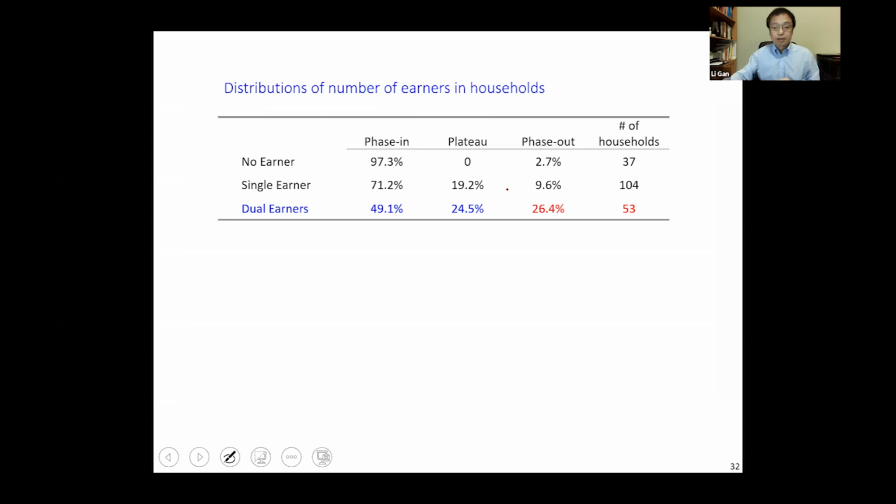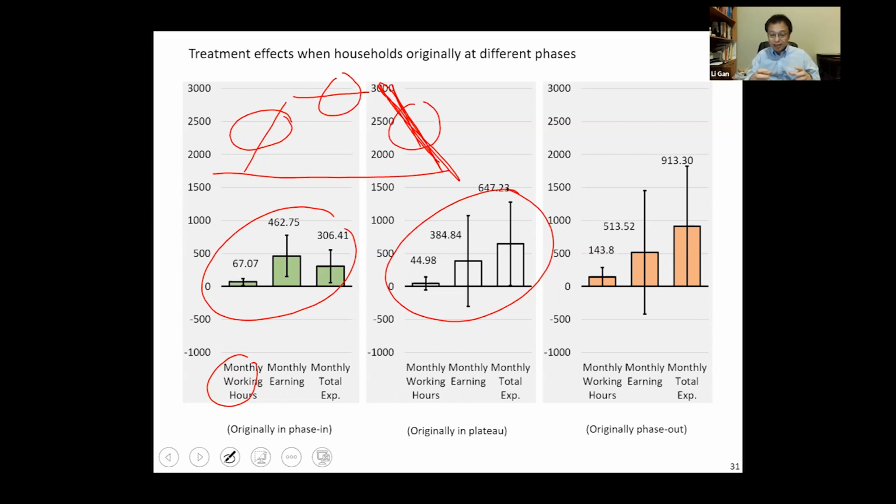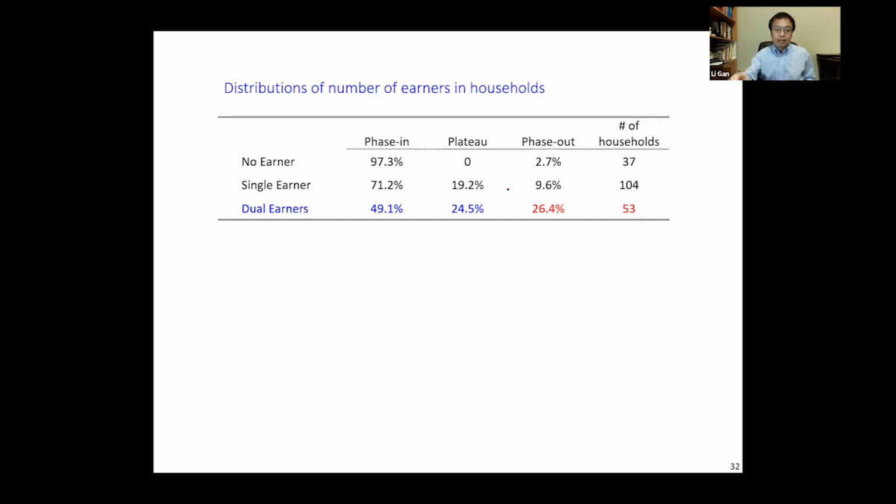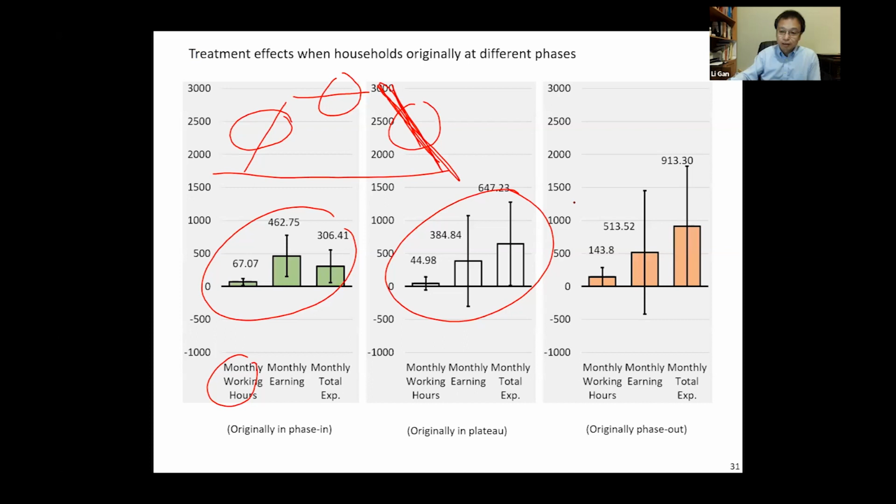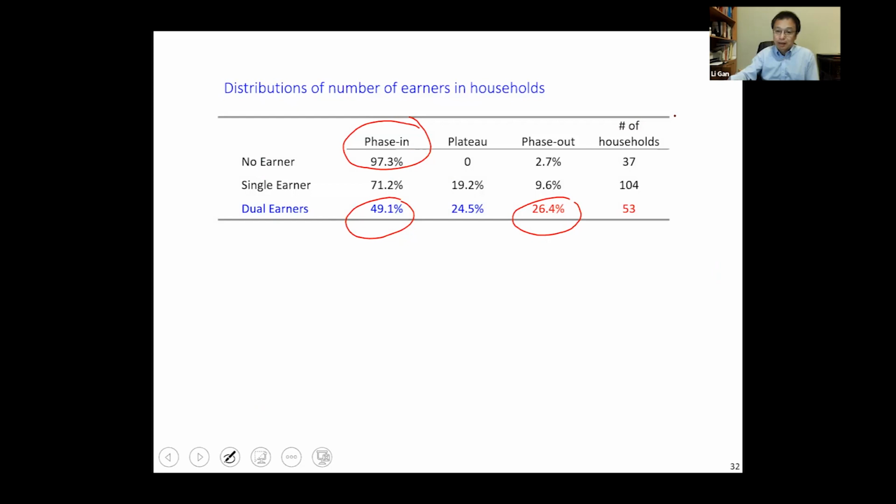And we want to look at this in terms of the dual earners, no earners, and single earner households. So you can see that this is what we look at. For the low earners, most of them are actually at phase-in. So 97% of those no earner households are in the phase-in period, because they're poor. And for dual earners, 26.4% of them are at the phase-out period. They are actually at this period, most of them. So we know that lots of action happens for dual earner families. There are some actions for single earners, but lots of action happened in the dual earner families.